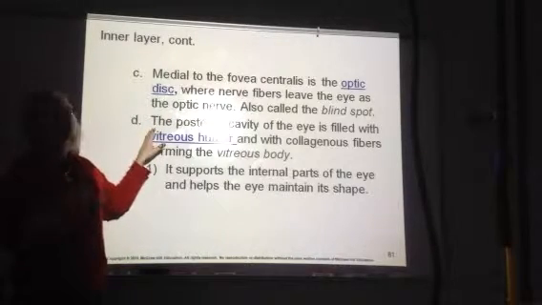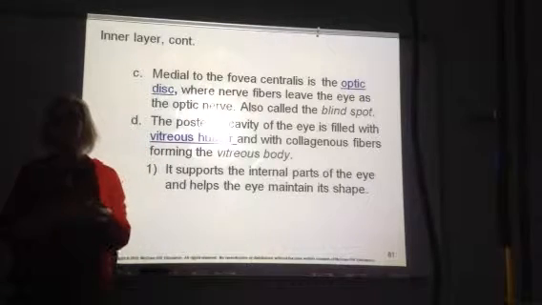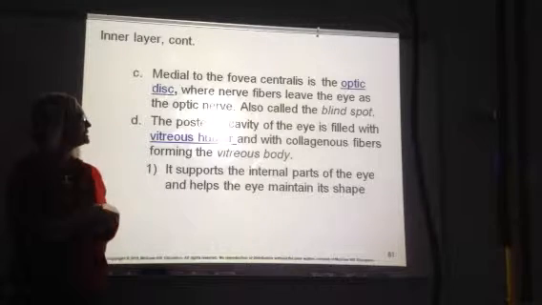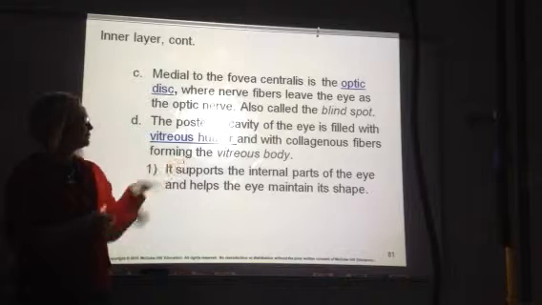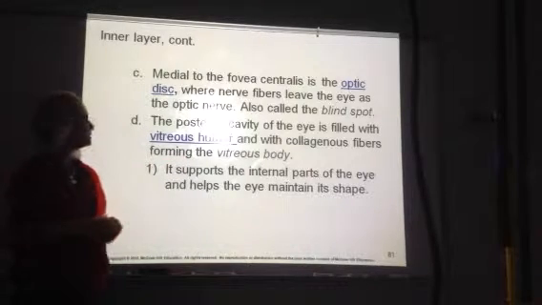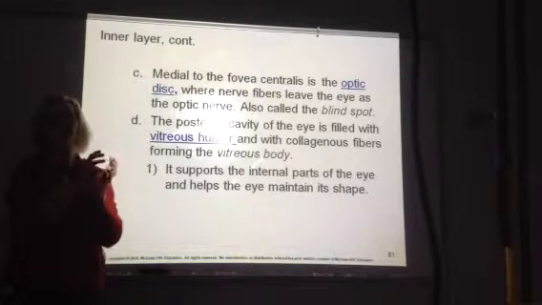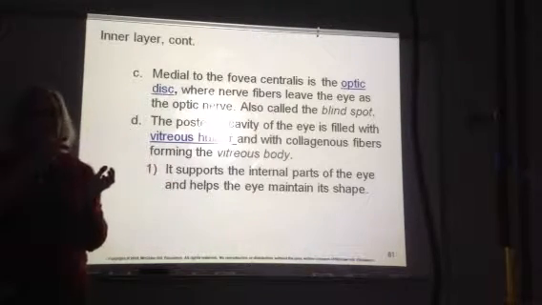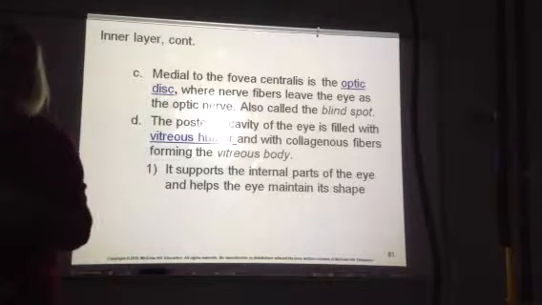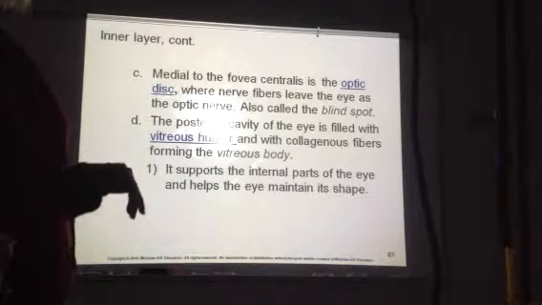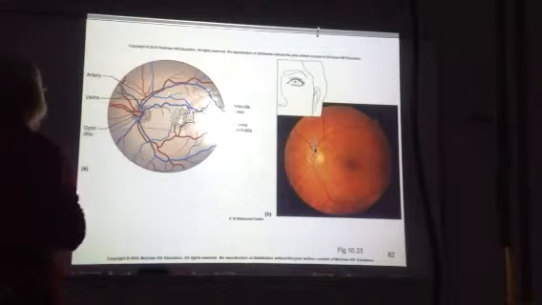Posterior cavity of the eye, so behind the lens, is filled with vitreous humor. It is much thicker, it's not as runny, it's not as thin, and it has collagenous fibers that form the vitreous body that's in the posterior cavity. The vitreous humor is very important. It's thick, it's going to support, it's going to fill up the eye, it's going to push against the retina so that the retina does not collapse. The retina is a very thin layer, it's easy to tear, etc.